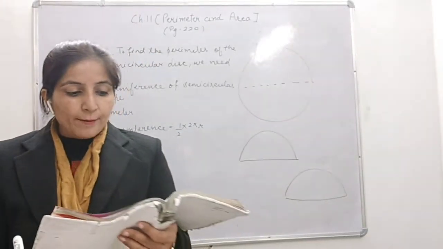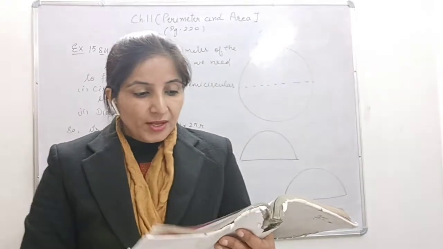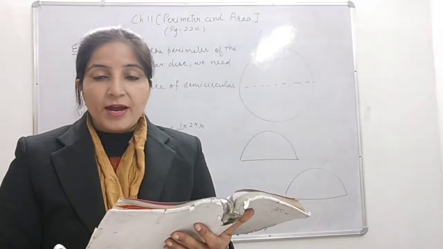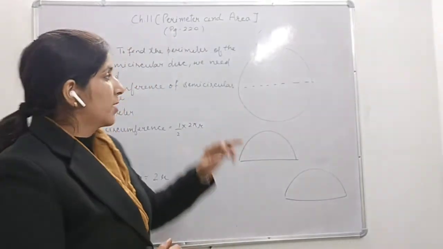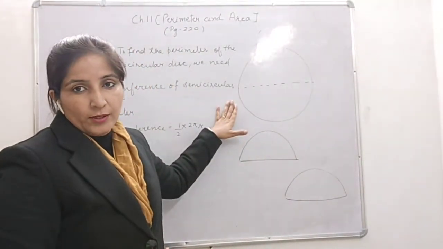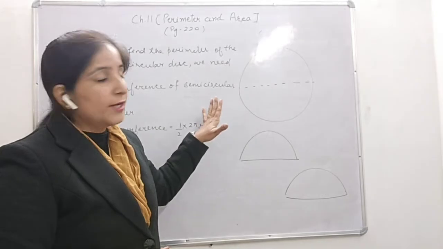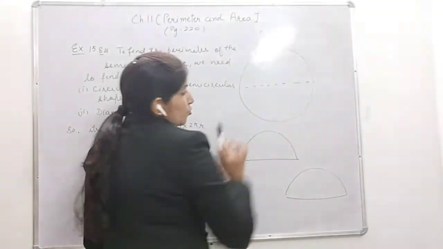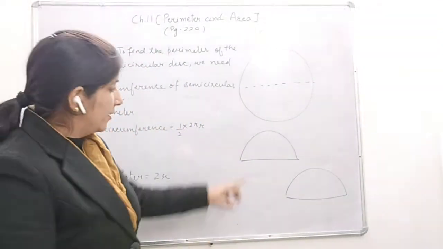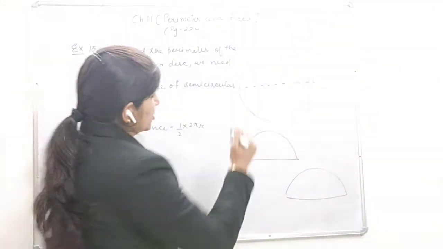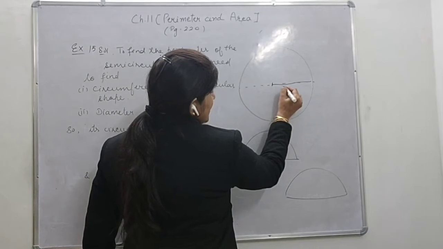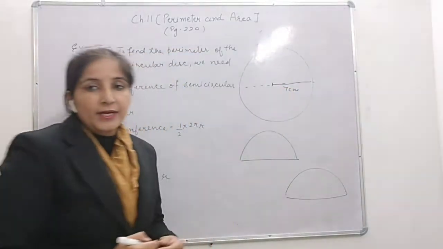Now example number 16, students. Sudhanshu divides a circular disc of radius 7 centimeter into 2 parts. Suppose this is the circular disc. So what did Sudhanshu do? He divided the disc into 2 equal parts, semicircular discs, like this. So the radius remains the same. The radius given is 7 centimeter.